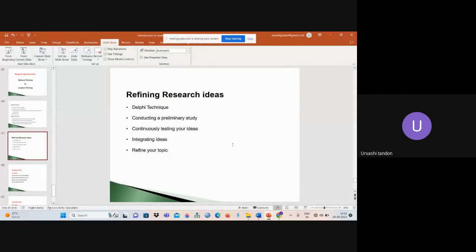Then, once you have identified the topic, you refine the ideas. You can conduct a preliminary study also. You can talk to your colleagues, you can talk to the industry people, fine, I want to solve this problem in your industry. This will help you to refine your topic or concise your problem. The problem takes a funnel approach.